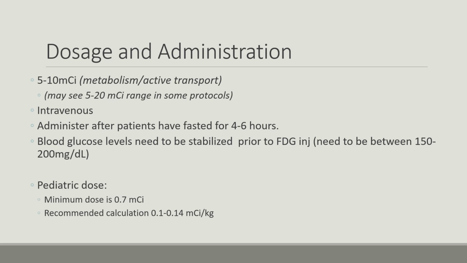For the pediatric dose, this is calculated typically based on weight. There is a minimum dose of 0.7 millicuries, and the recommended calculation is 0.1 to 1.4 millicuries per kilogram.